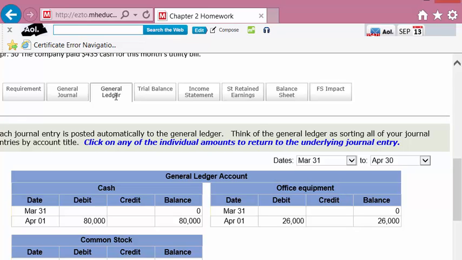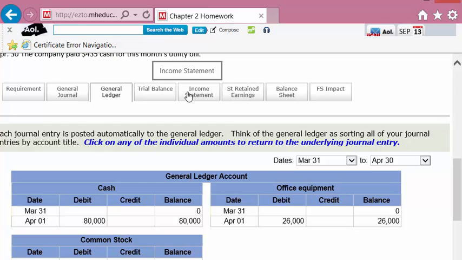Here's the office equipment. Notice I have my general ledger accounts, cash, office equipment. It probably wouldn't say assets on there, but it could. It could say it, or maybe we'd have a different color for assets versus liabilities, etc. And then here's my common stock down here, isn't it? Okay, see how it just posts there? Now, if I were to look at my income statement, what should I see right now?